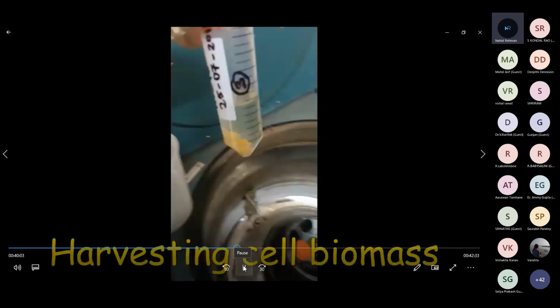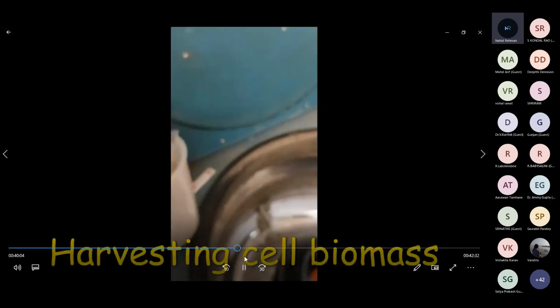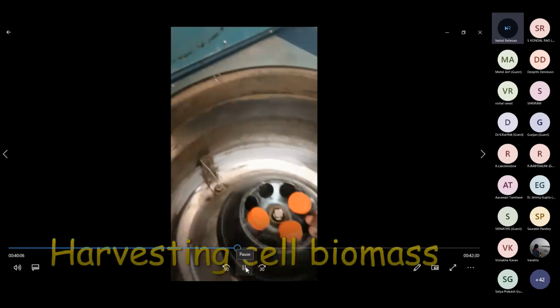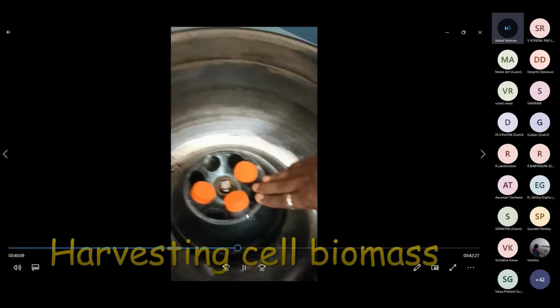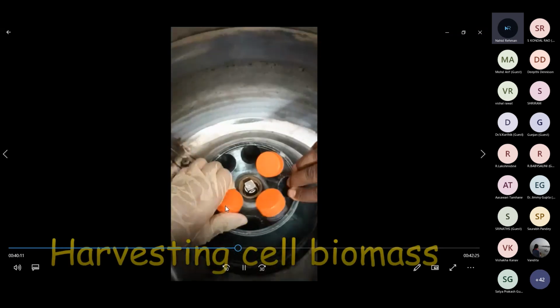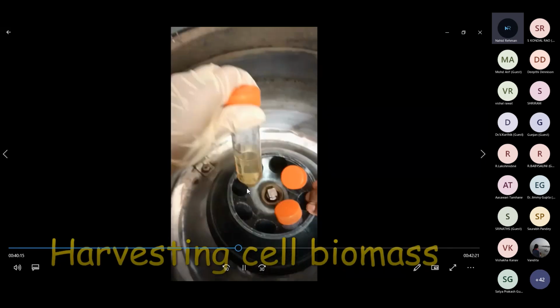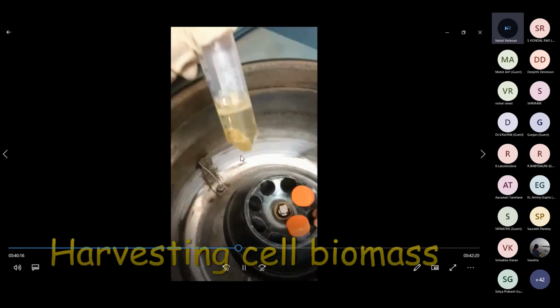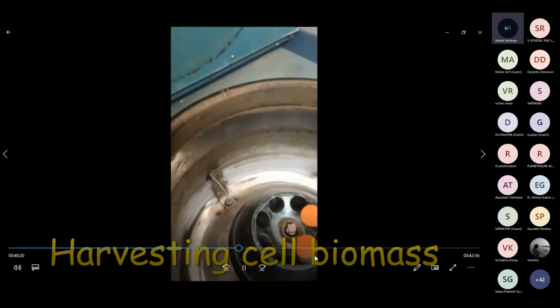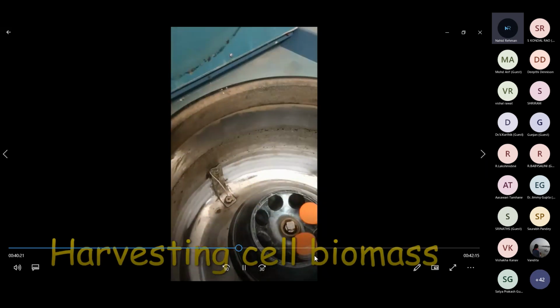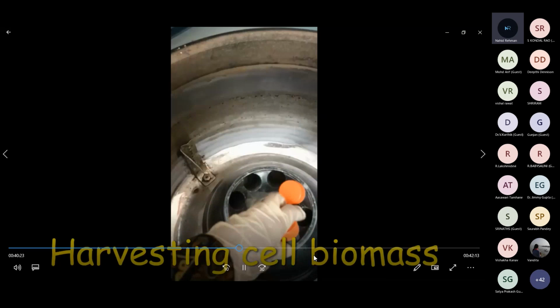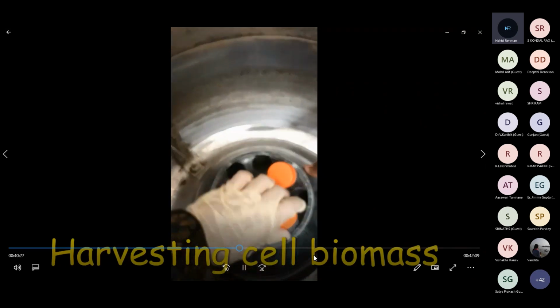So for harvesting, you can see it is centrifuged, and a pellet is obtained at the bottom. It is a fixed rotor centrifuge. So you can see that here centrifugal force is sedimenting the Tetraselmis biomass.